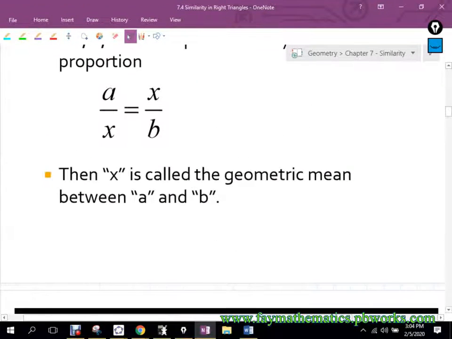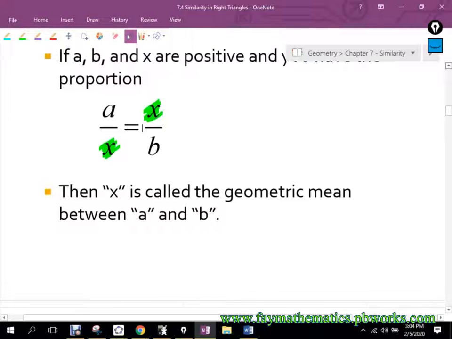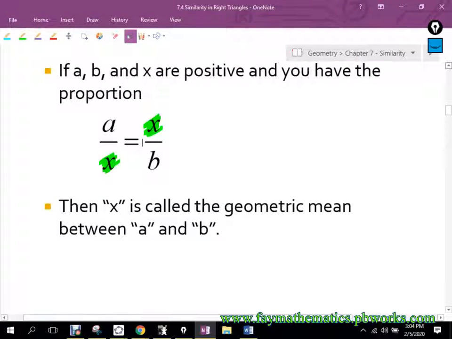Okay. When the objects in the means position are identical. Okay, so right there, X is the same thing. It says if A, B, and X are positive and you have this proportion, we refer to it as X because it's in the mean position. We call them a means. But because they're the same thing, we call them a geometric mean.